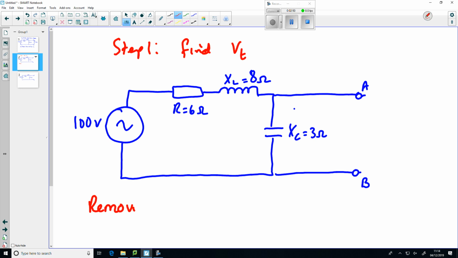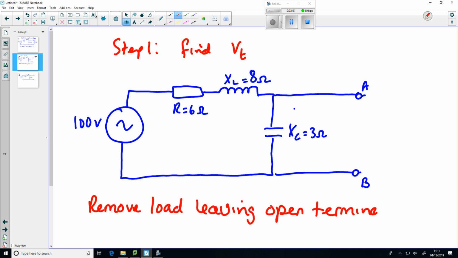So you remove the load. What's the next stage in step 1 of the process? I'm looking for the overall thing that you want to do. It's related to these 2 open terminals A and B. Remember, what is the Thevenin voltage?